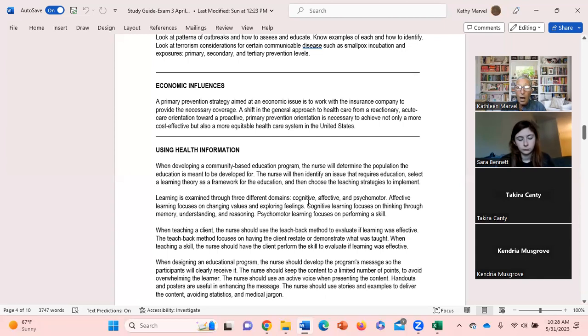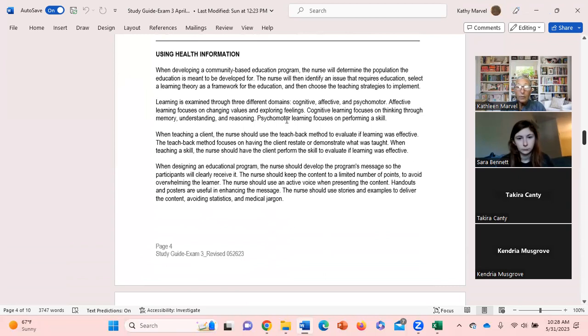Here's a good summary of your cognitive, affective, and psychomotor here in this paragraph. What's the teach-back method? The teach-back method is having a patient or client repeat back what you taught them to make sure they understand it fully, and performing the skill. Let's say there's a glucometer or incentive spirometer, them repeating that or showing you how to use it after you showed them. Right?